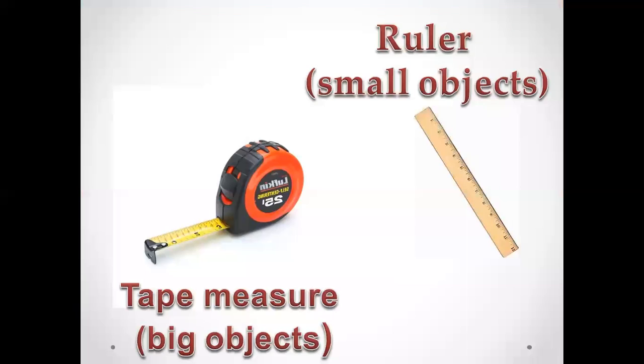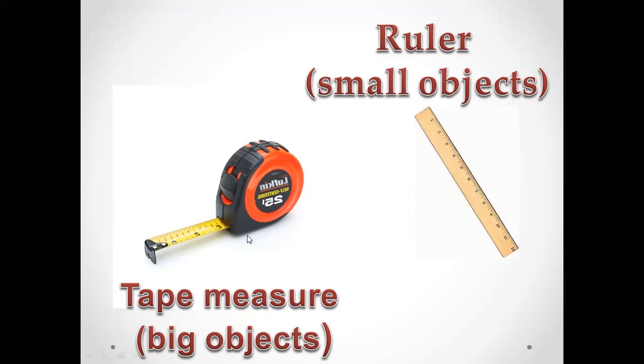So to measure things or to measure objects, we have two scales. Number one, we have ruler to measure small objects. If we have small objects, الأشياء الصغيرة مثلا pencil, rubber, sharpener, book, so we use the ruler to measure it. But for the big objects, we are going to use tape measure, okay?